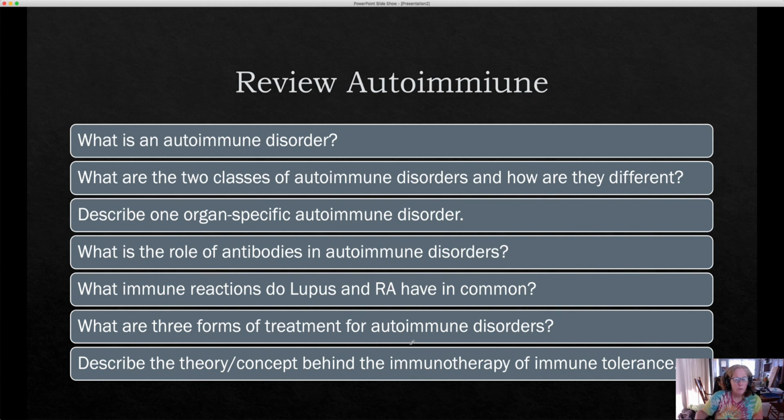So to review autoimmune disorders, make sure you know what an autoimmune disorder is, what the two classes are, and describe one organ-specific and maybe one systemic. What is the role of antibodies? What immune reactions do lupus and rheumatoid arthritis have in common? What are the three forms of treatment for these disorders? And what's the theory or concept behind immunotherapy for immune tolerance? How do we develop immune tolerance? What's the idea behind it?